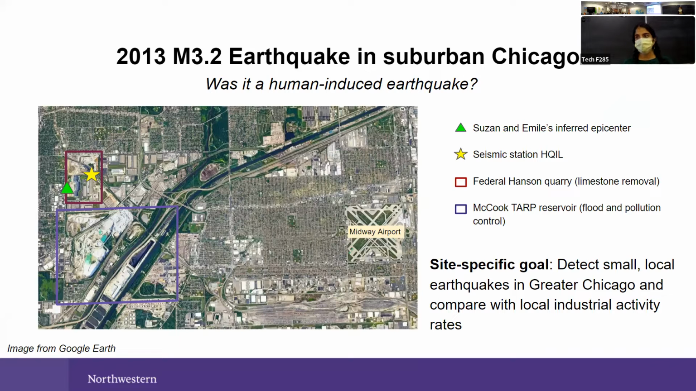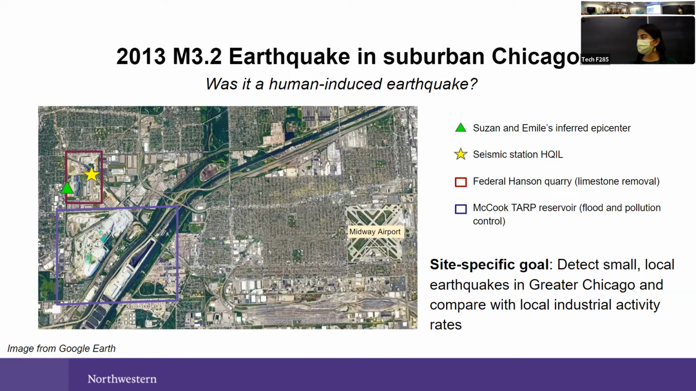activity. But it's really challenging to make a claim like that with just one event because earthquakes are erratic and unpredictable. So what we want to do is detect small local earthquakes that may have happened since then and compare it with local industrial activity because there's strength in numbers.